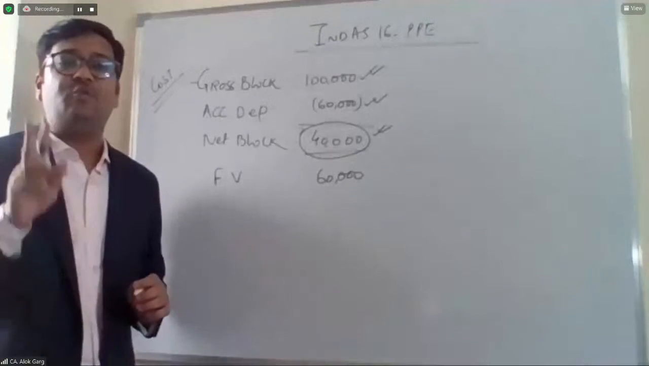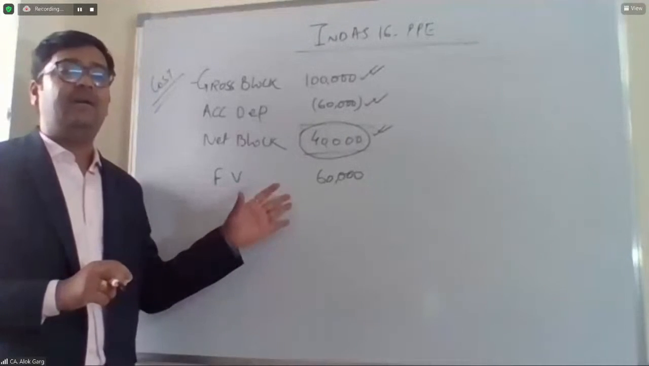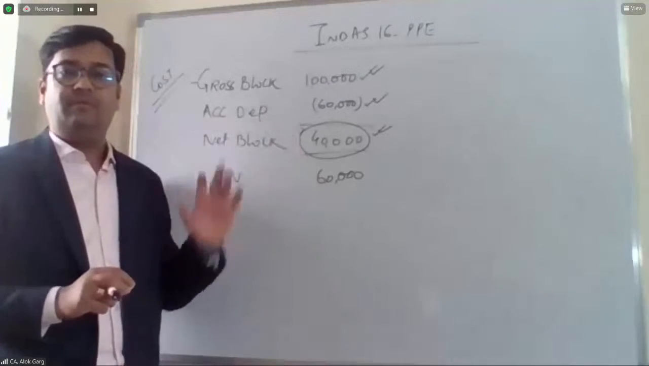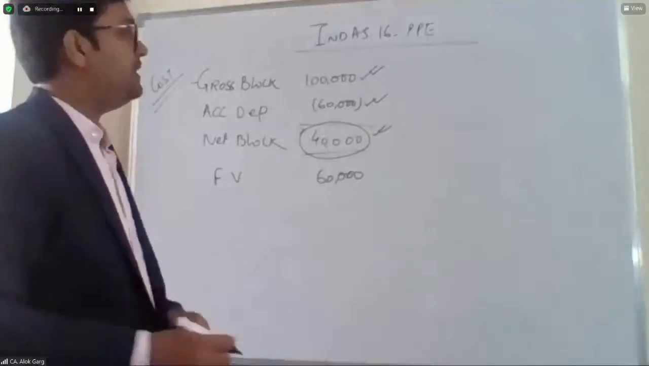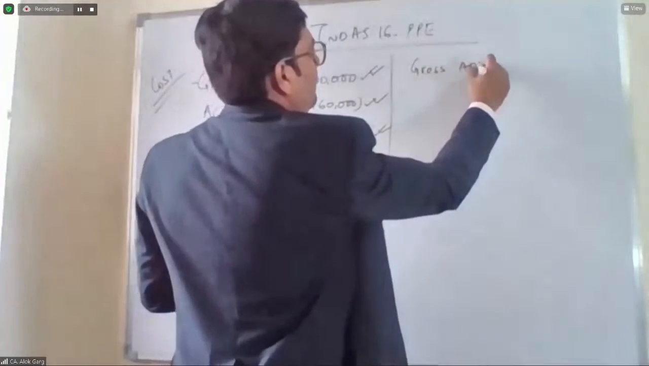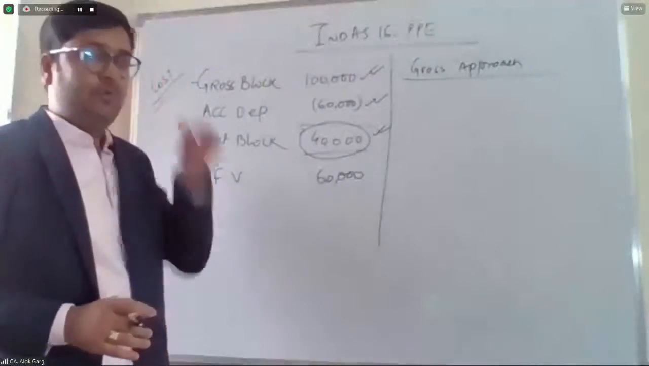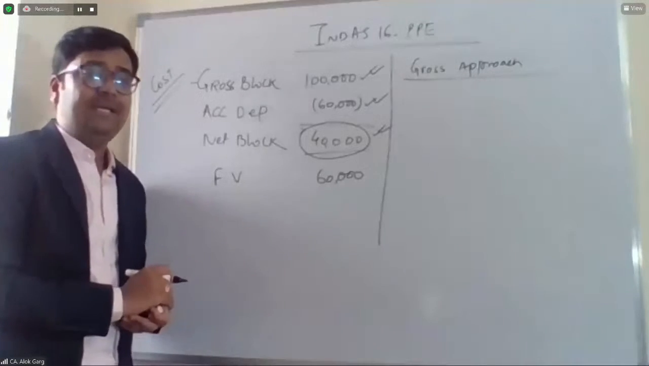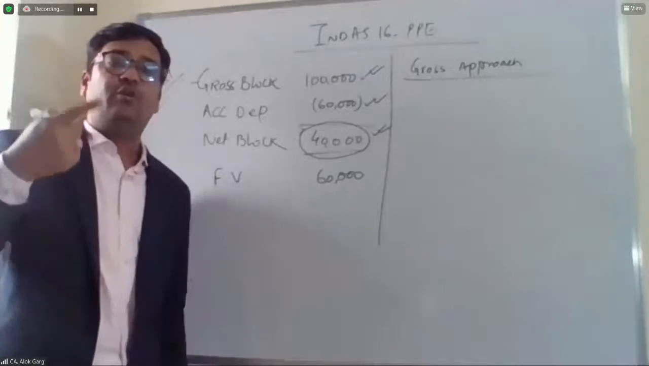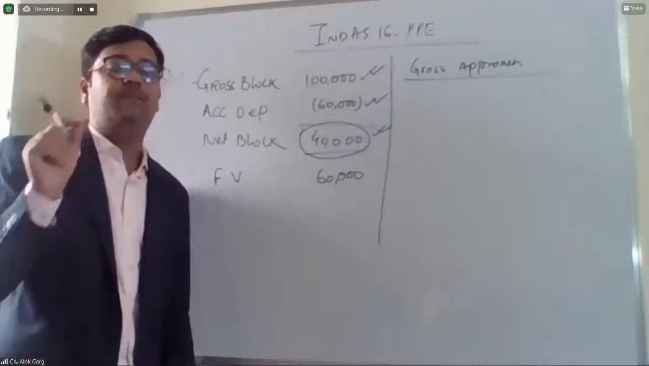The standard says that there are two approaches for adjusting the fair valuation into the net block, which is WDV. So what are the two approaches? The first one is the gross approach. What is the gross approach? The standard says that in case of the gross approach, you have to restate your gross block and accumulated depreciation so that your net block will become your fair value.